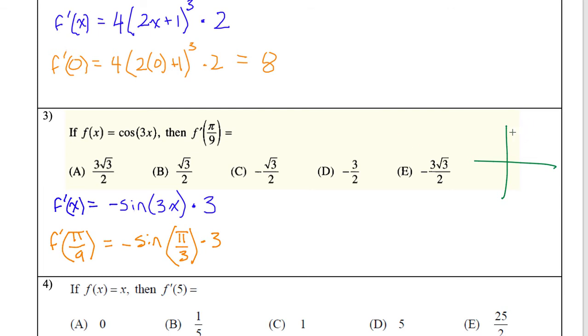So pi over 3, just for the notes, is right here. This angle right here is pi over 3. And I have to take the sine of that. Is sine the y coordinate or the x coordinate? Y. It's the y coordinate.